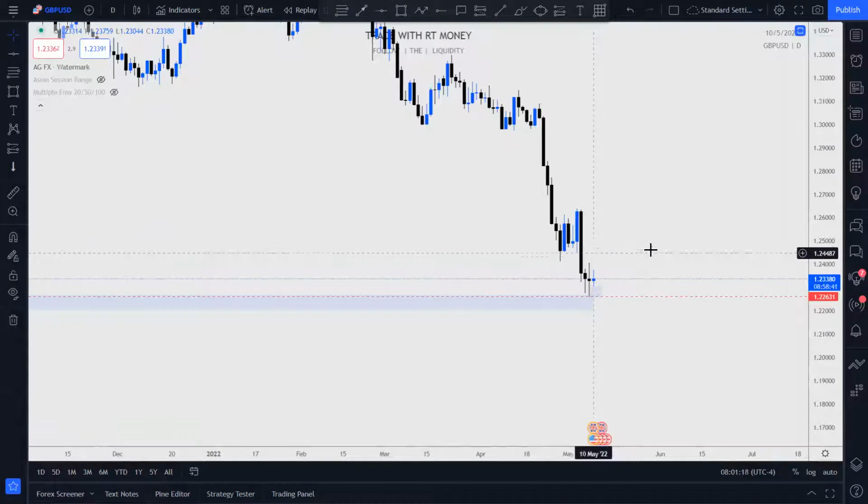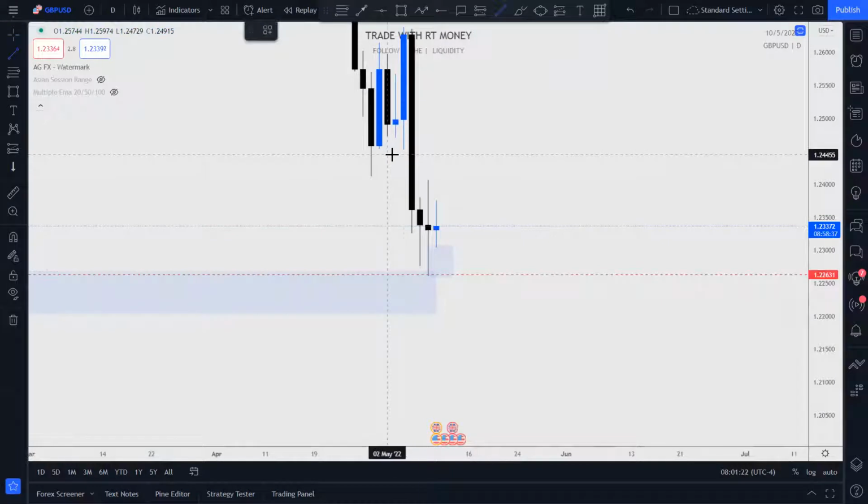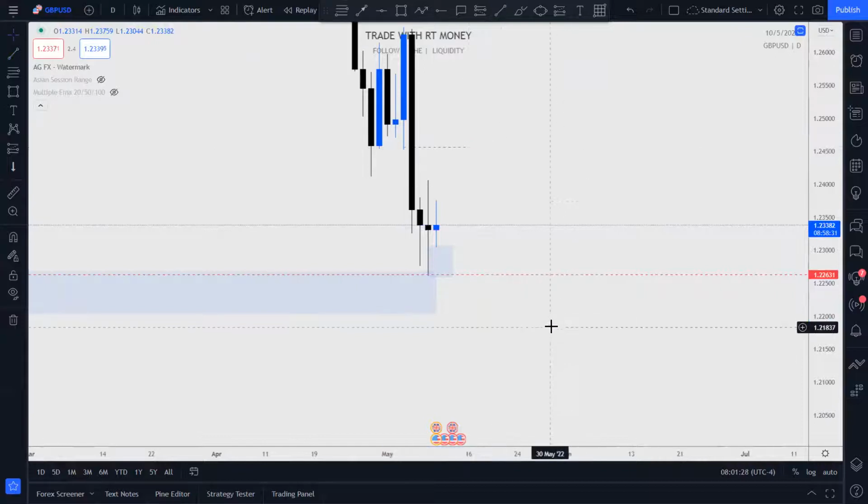Maybe up to this level here, the fair value gap that was left behind, this displacement, break that top. You see that we already had a reaction from this area with this candle.